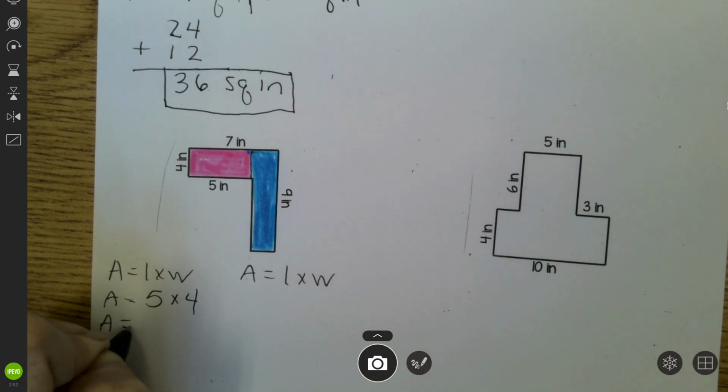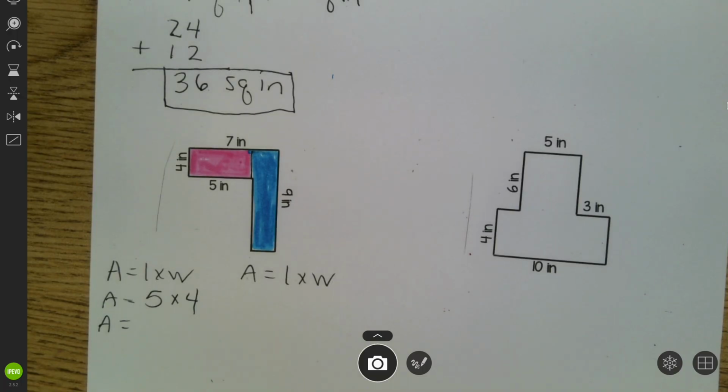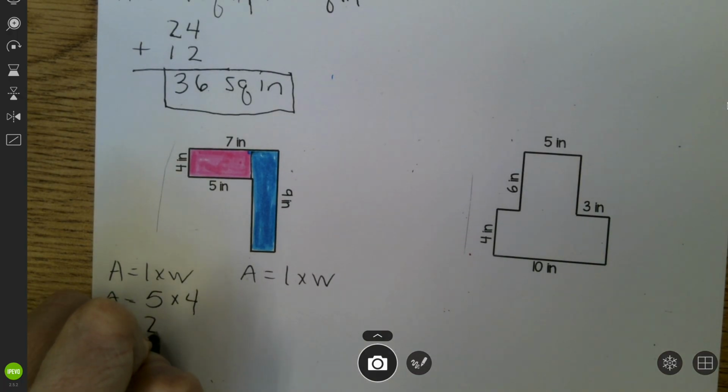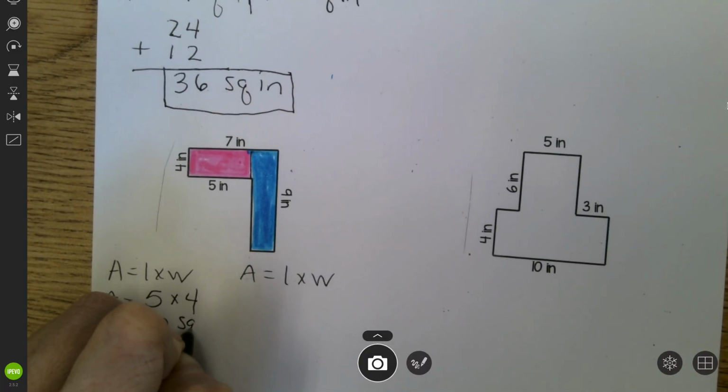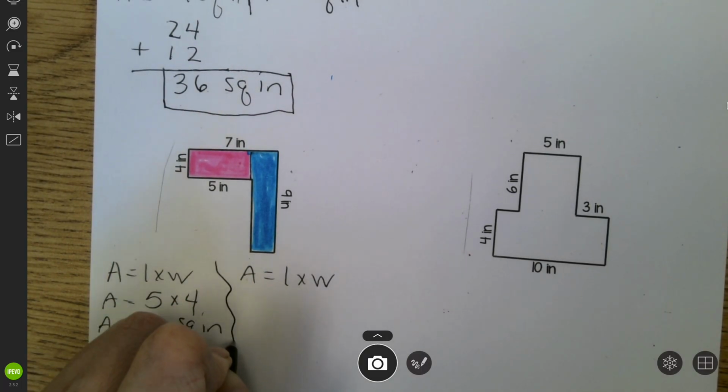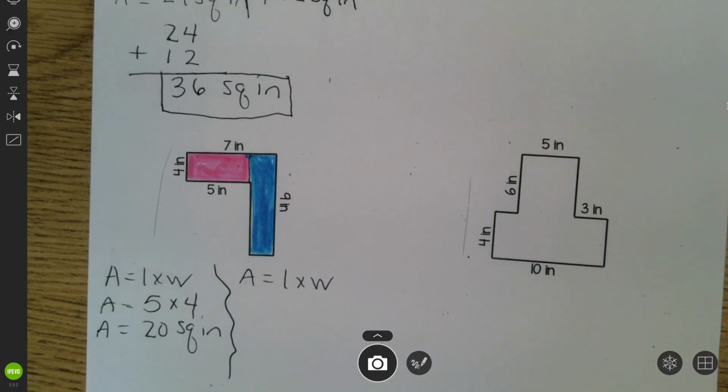Area equals, let's count by 5s 4 times. 5, 10, 15, 20, and that's it. 20 square inches. Now I'm going to draw a little line. Okay. Now let's look at the blue.